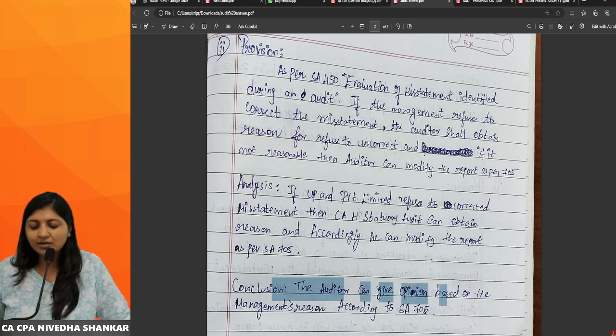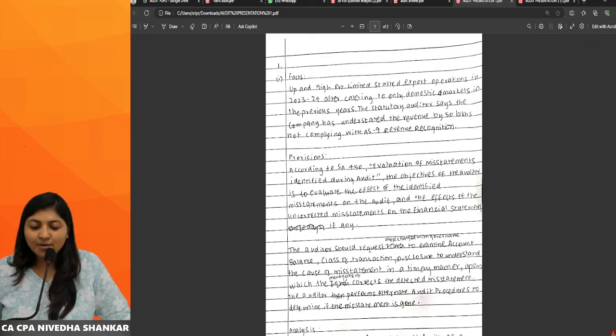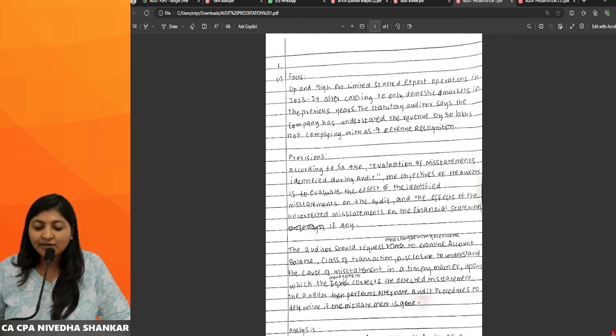That should be the conclusion and not SA 705 reference. The second one, Up and High Private Limited started export operations, leave the facts. Provisions: according to SA 450, the objective of the auditor is to evaluate the effect of the identified misstatement on the audit and the effects of uncorrected misstatement on the financial statements, if any. Good.